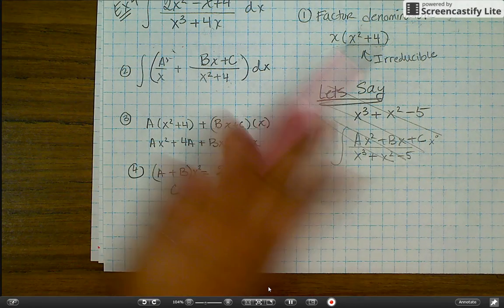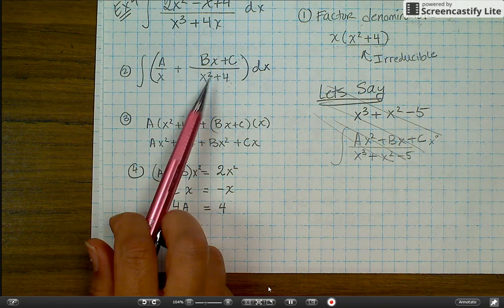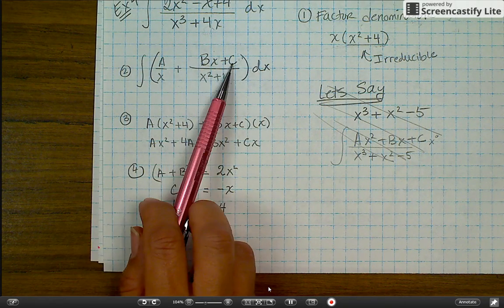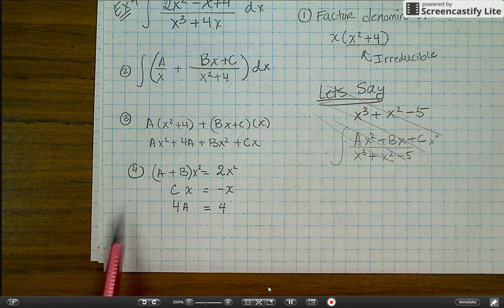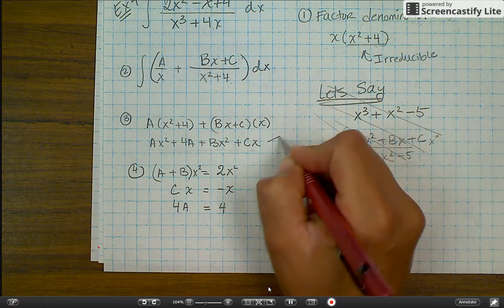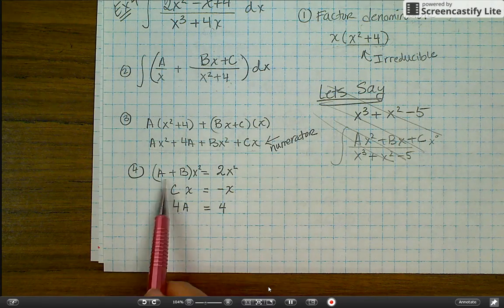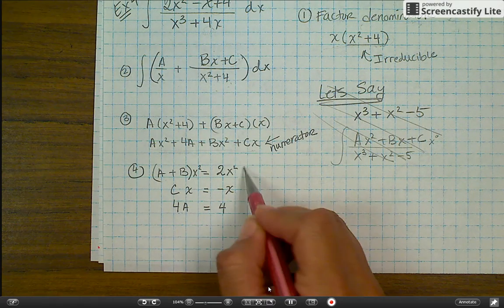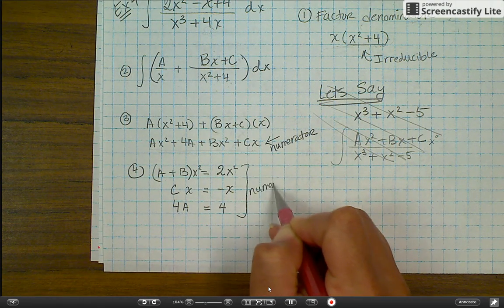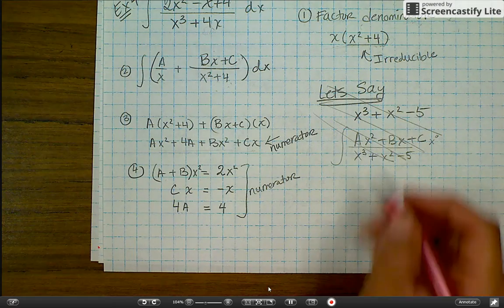So what do we do? We try to do our common denominator process and simplify it. So a is missing this one, and bx plus c is missing an x. And when we simplified it, you get this, and this is our numerator, right? And so now let's put our like terms together and match it up with our numerator, like so. And then we can set up our system of equations.